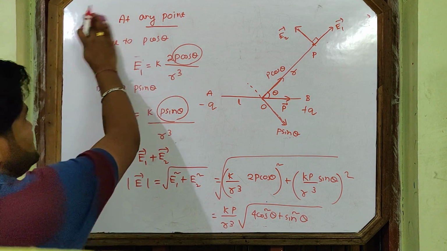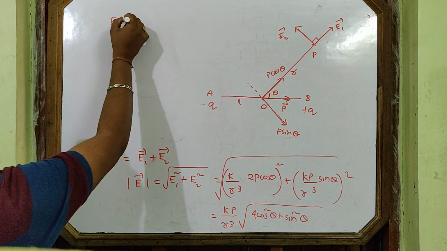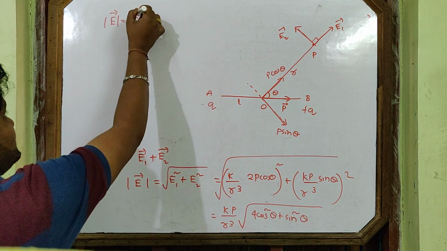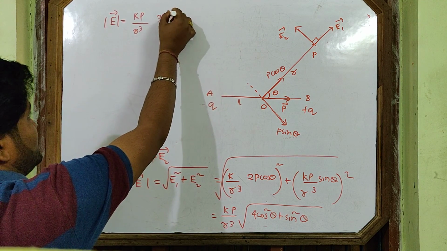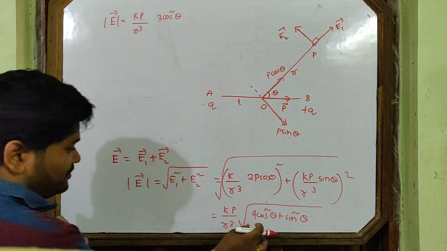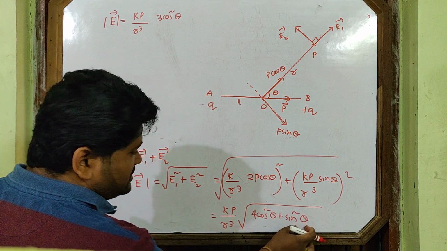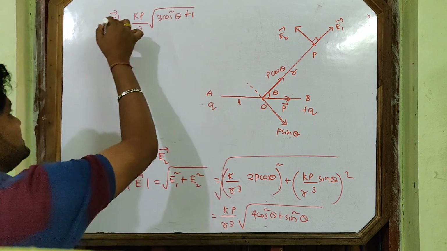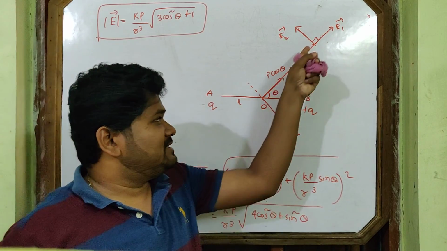Okay, if we solve it one step more, what will we get? E vector magnitude is equal to k p by r cube root over 3 cos square theta plus 1. Cos square theta I take from here, so 1 cos square theta plus sin square theta becomes 1. So it becomes 1. This is the intensity at any point due to electric dipole.